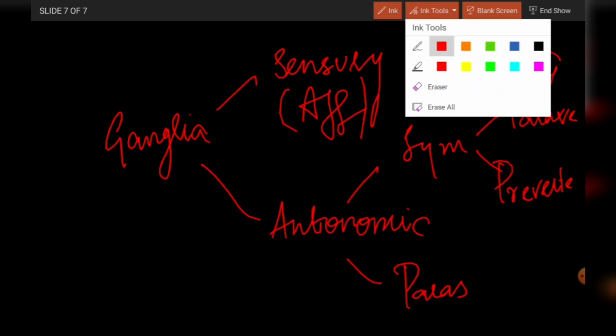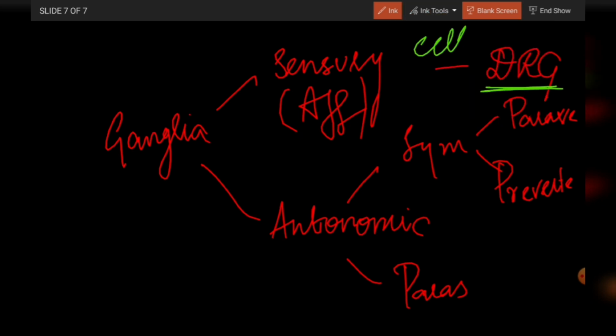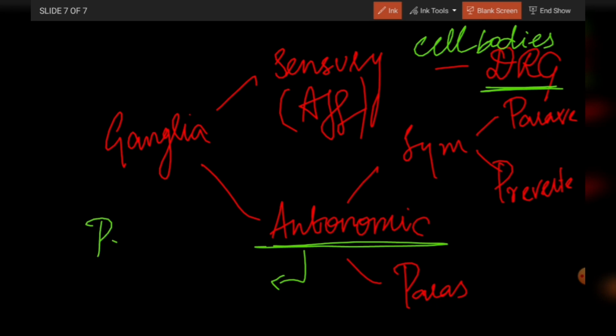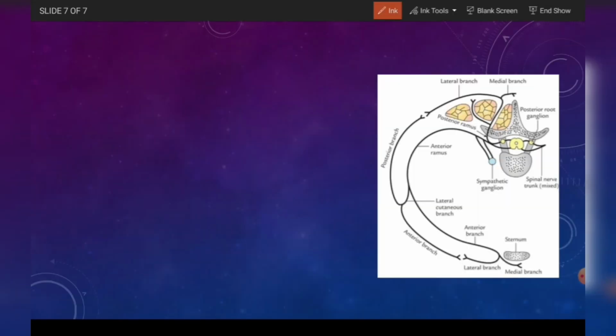The dorsal root ganglion is nothing but the aggregation of cell bodies of primary sensory neurons. The autonomic ganglia represent the synapse between postganglionic and preganglionic neurons of the autonomic nervous system. Here we can see we have our sympathetic ganglion and dorsal root ganglion. Dorsal root ganglion is from primary sensory neurons and it is a collection of cell bodies. Then here we have the sympathetic ganglion, which represents a synapse.